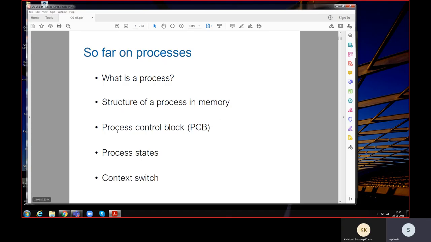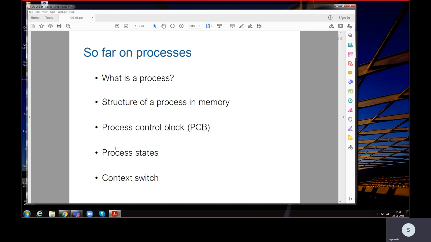Also, we talked about something called a process control block, a PCB in short. A PCB is a data structure which a kernel uses to keep track of different processes. So essentially, PCB is part of the kernel. There is a PCB for every process, and these PCBs are used by the kernel to do the allocation between processes, keep track of which process is in which state, and so on.